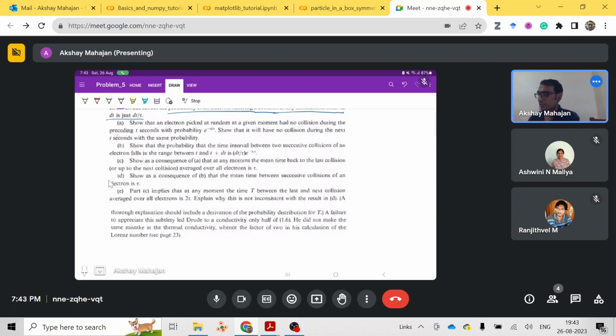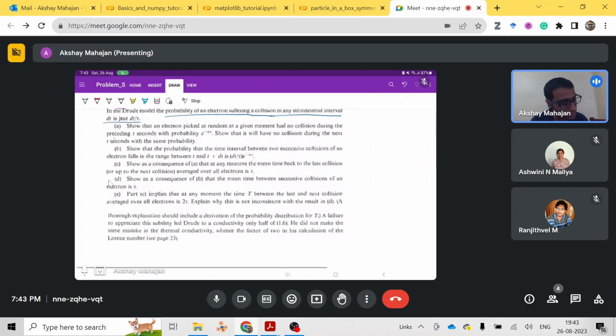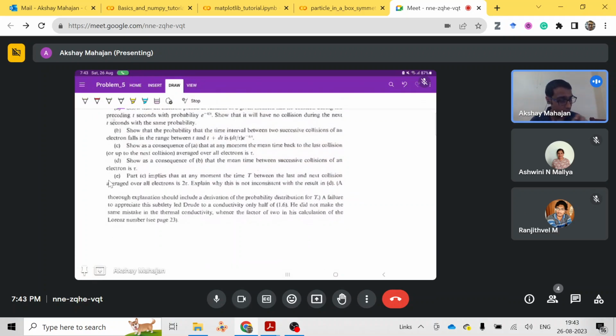So let's just solve it. Let us solve the first part. We have to show that if we pick an electron at random at a given moment, the probability that it had no collision during the preceding t seconds will be e to the power minus t by tau.